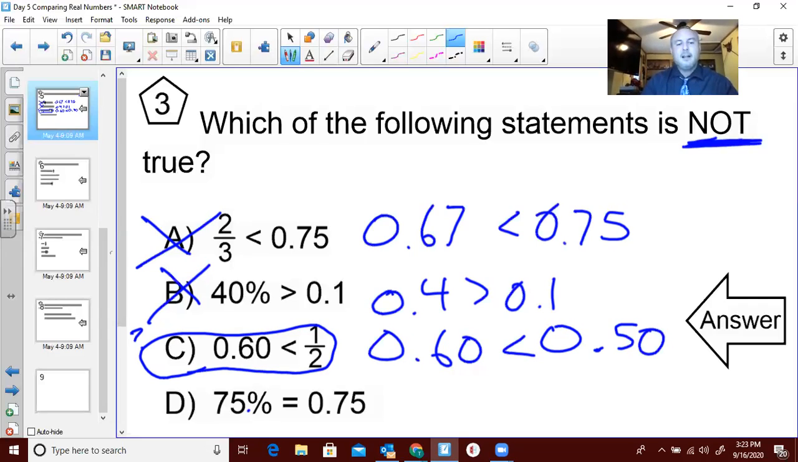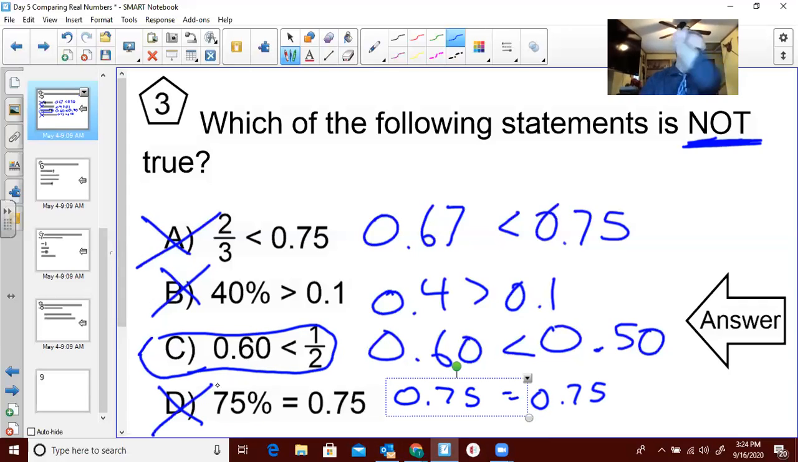All right, so I'm gonna start here, double dip, 1, 2, drop that decimal off right there, throw a 0 out in front. So what I end up with is 0.75 is equal to 0.75. And I can tell you that that is a true statement, which means that's not what we're looking for, which means that the correct answer is C.